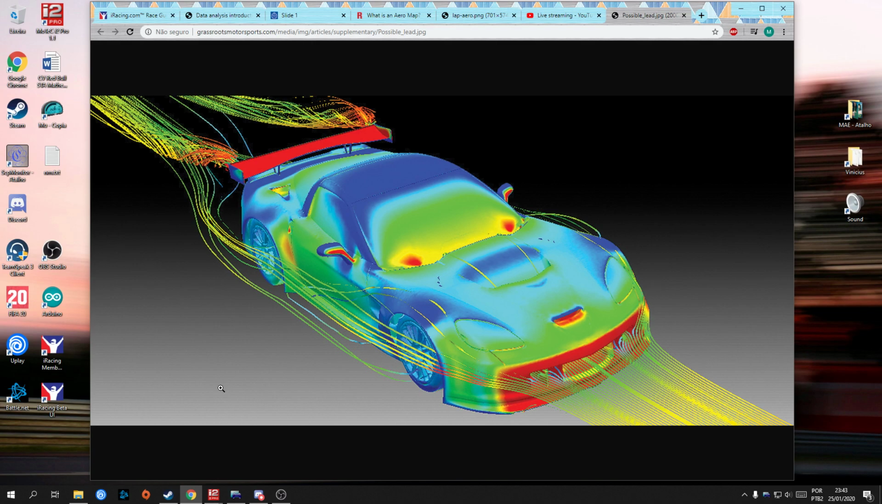Today, after the last stream I made, which was quite a long one, which I hope won't be the case this time, where I talked about how to create a setup for the Porsche Cup at Daytona. One viewer sent me a message afterwards, and he asked me to talk about aerodynamics and how we analyze aerodynamics in a race car, and how we can use data analysis software to improve our performance on the track. So that's what I'm gonna talk about today.